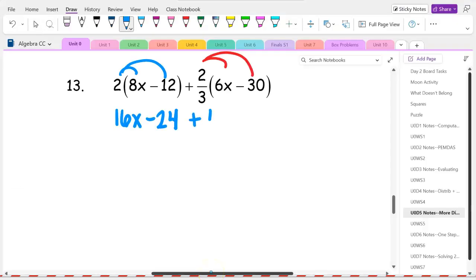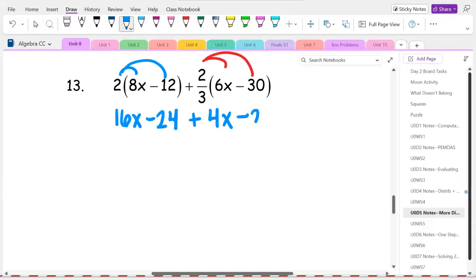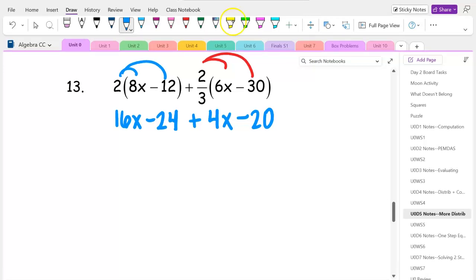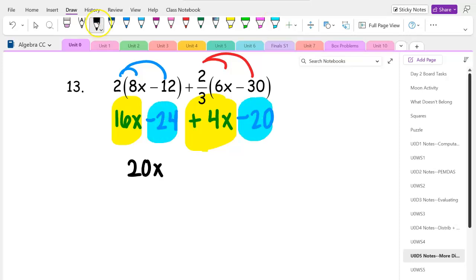So that's a +4, right? Plus 4x. And then 2/3 times -30. Instead of typing it all in again, I'm going to change it to -30. And that gives you a -20. So you should have a -20. And now we can find our like terms. 16x plus 4x is 20x. And -24 plus -20 is -44.